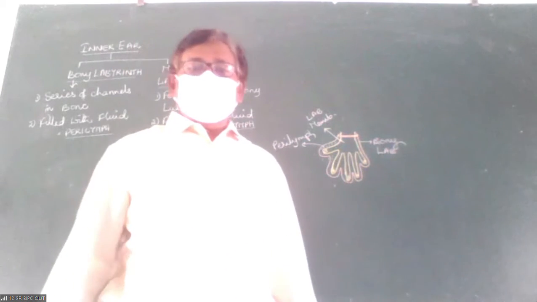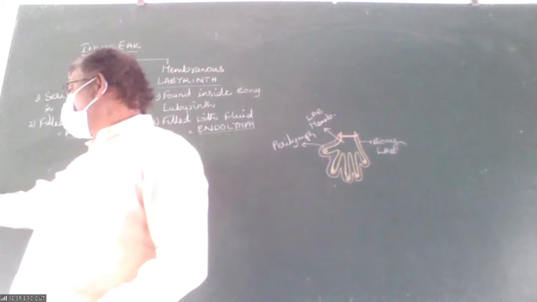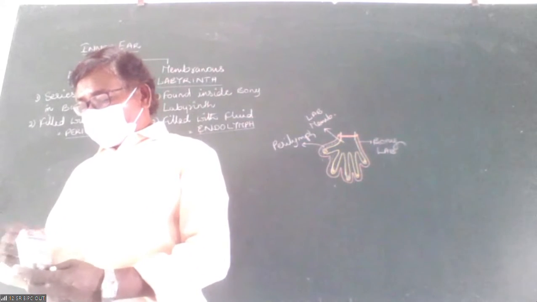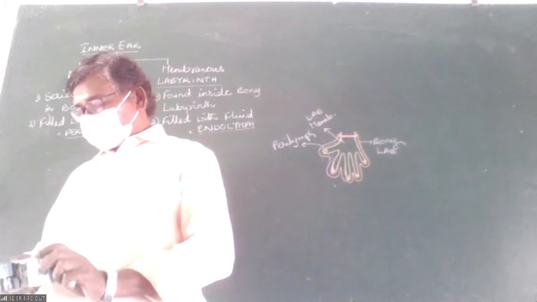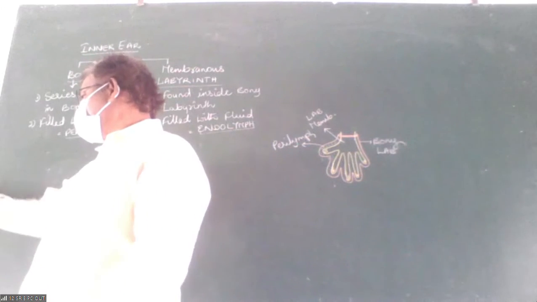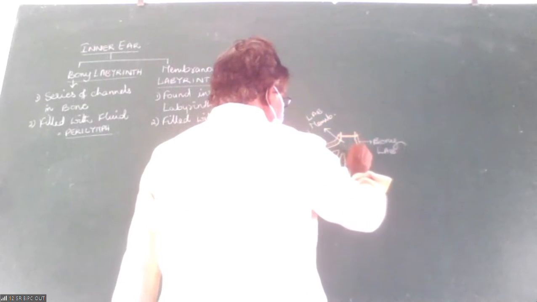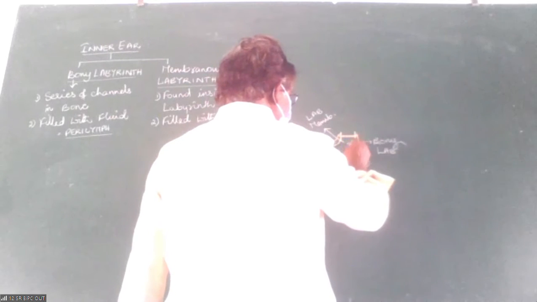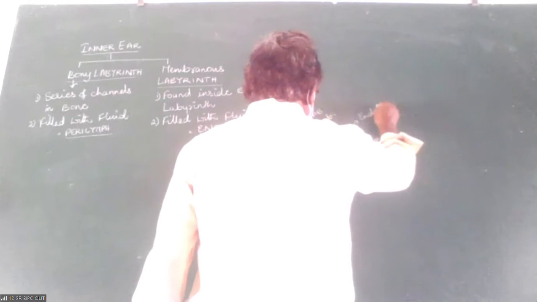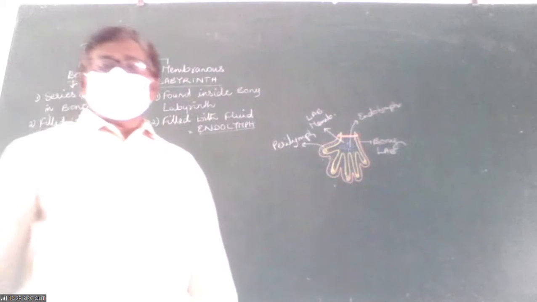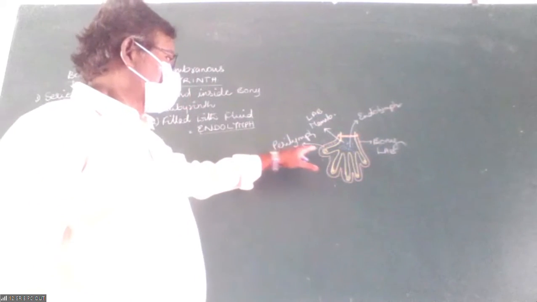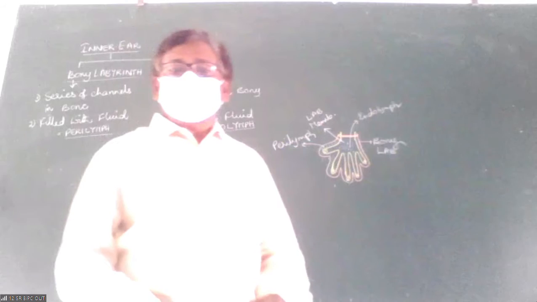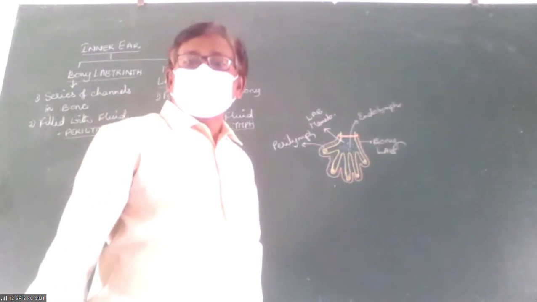And likewise, in the membranous labyrinth also, there is some fluid present. This fluid present in the membranous labyrinth is called endolymph. That is called endolymph. Understand? So that is how we find the bony labyrinth and the membranous labyrinth. Is it clear for you?